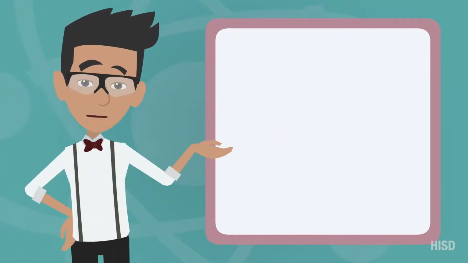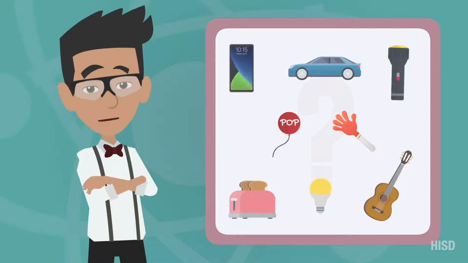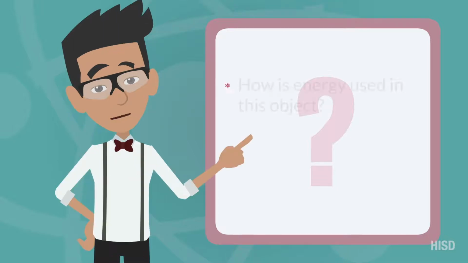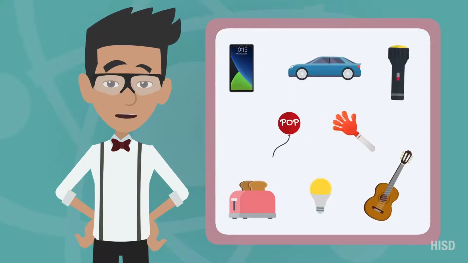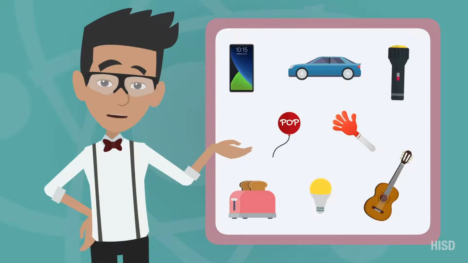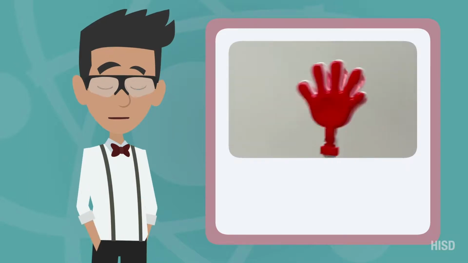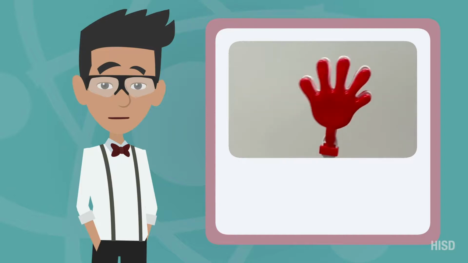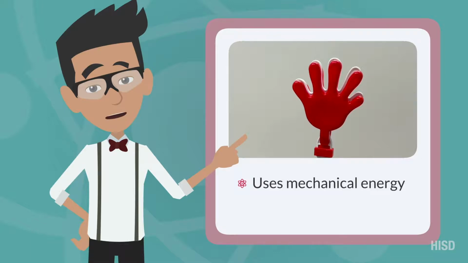As your students explore, discuss the object with your students to determine what form of energy each object uses. You can use the following questions. How is energy used in this object? What form of energy is produced? It's important for students to understand that energy appears in different forms and can be transformed into other energy forms within a system. For example, this object is a clapper. We can see that the clapper uses mechanical energy and produces sound.